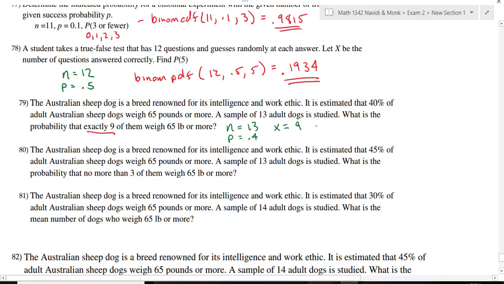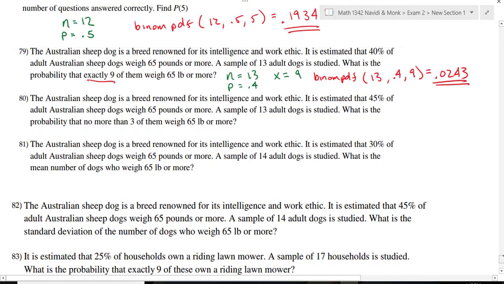a particular value. So I use the binomial PDF, where n is 13, p is 0.4, and x is 9. And when I put that in my calculator, what do I get? 0.0243.